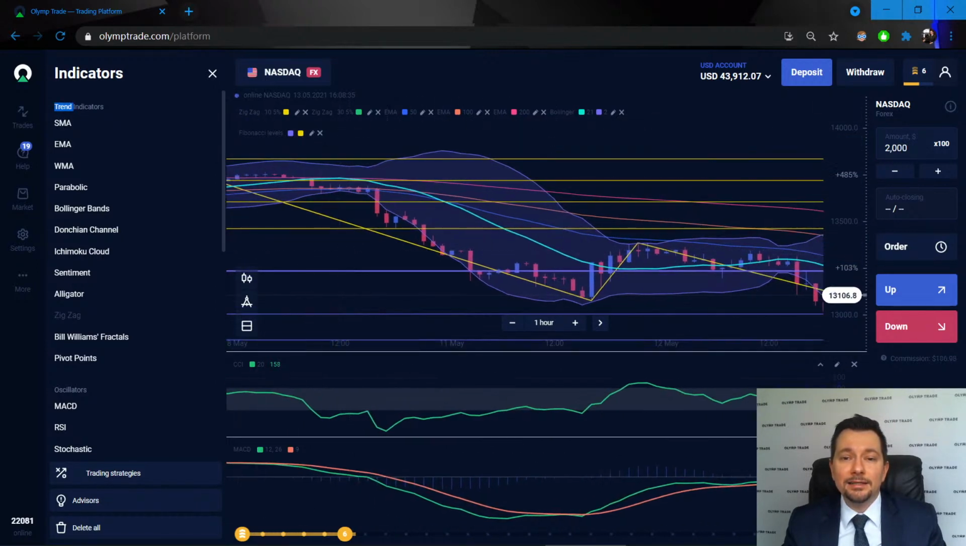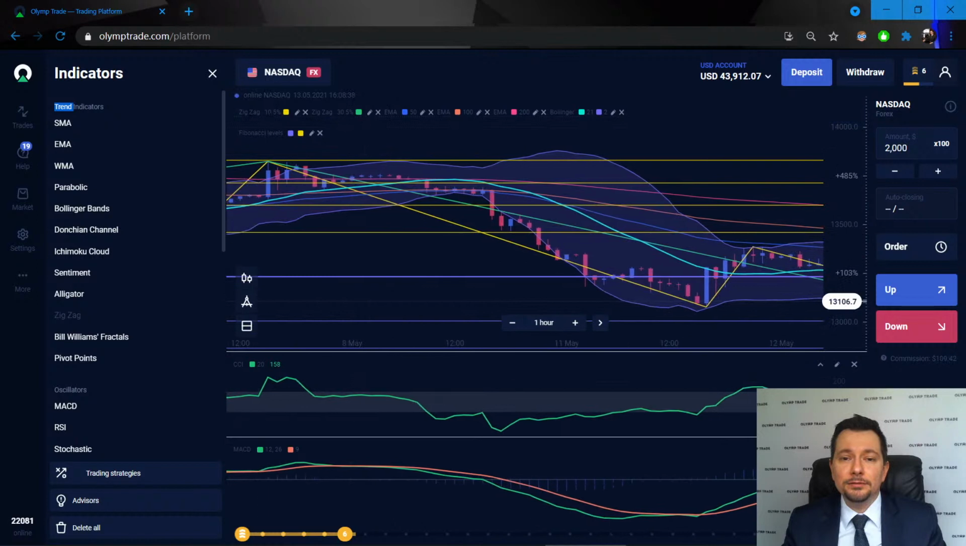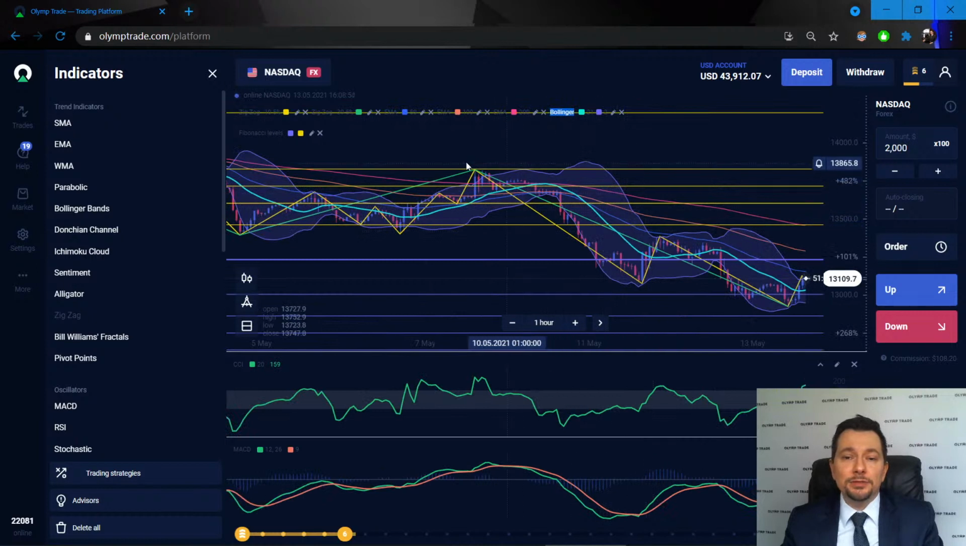So the zigzag that I have up here, the two zigzag indicators that I have in green and yellow are trend indicators, along with the exponential moving averages, the three EMAs that I have here, 50, 100, and 200. And then the purple, the Bollinger Bands indicator, is another indicator that is not a mathematical oscillator per se, but it gives you an understanding of where we are in the market cycle.